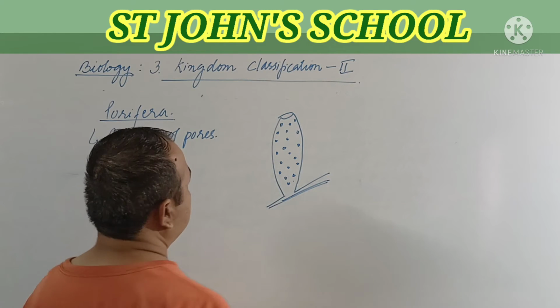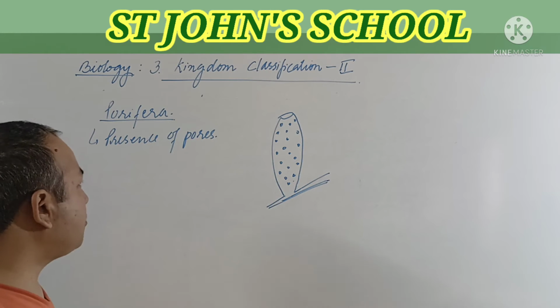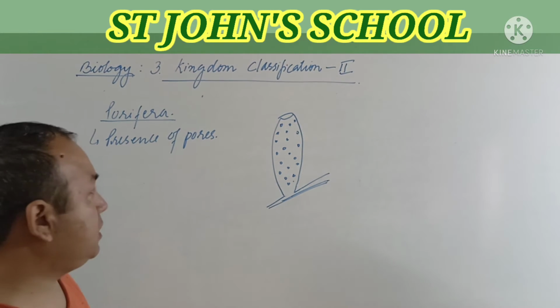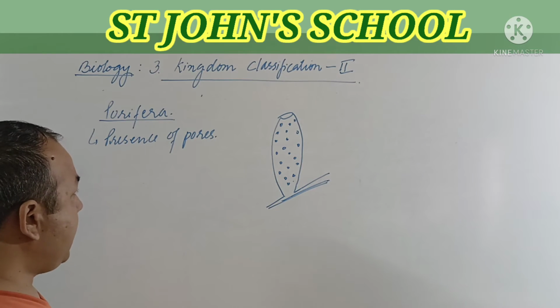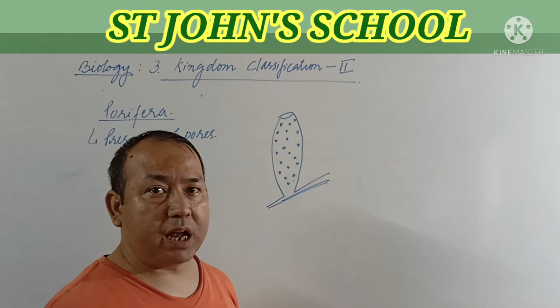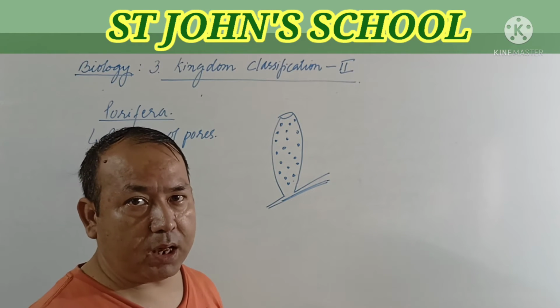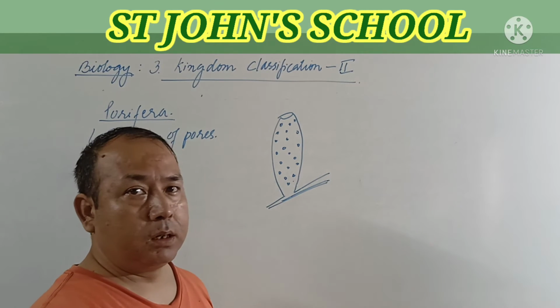Okay, presence of pores. Now see, they are mostly cylindrical in shape as you can see on the screen. And then the next is that they are animals which cannot locomote. They are not movable. They remain fixed. They remain attached.